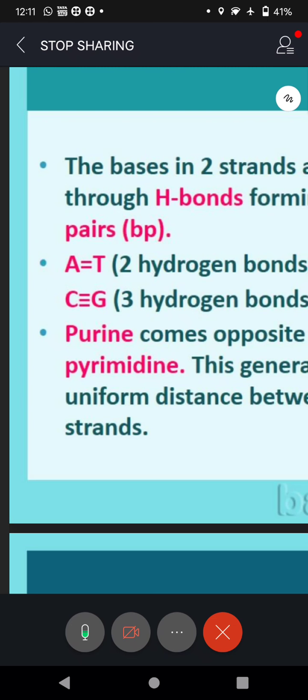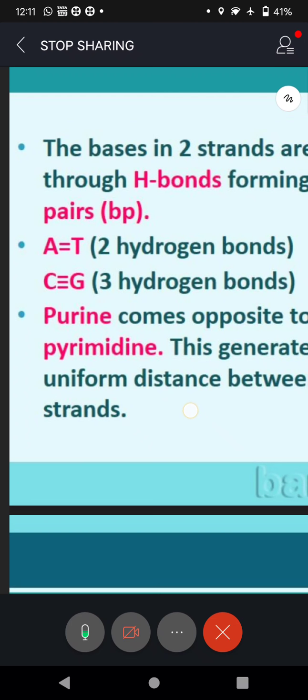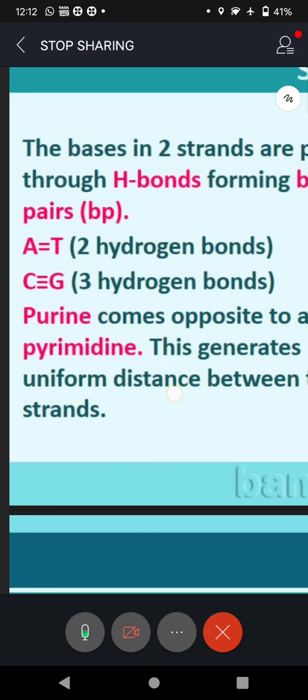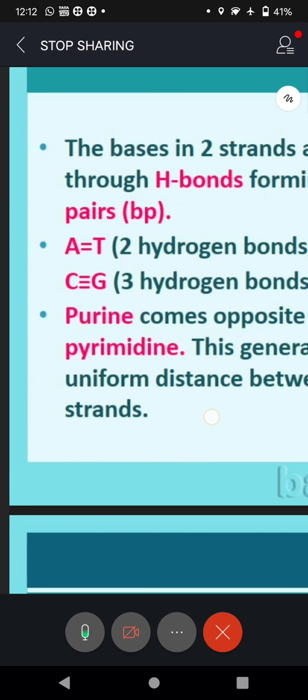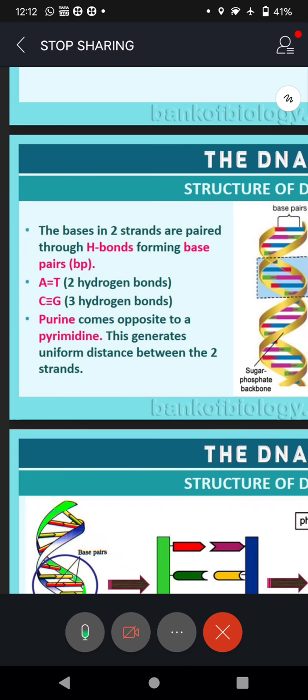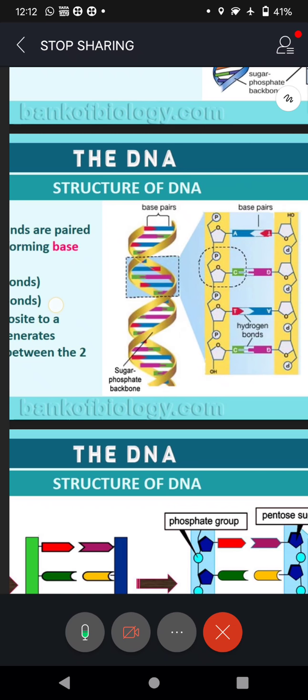Adenine combines with thymine with a double bond, whereas cytosine combines with guanine with a triple bond. So between A and T, 2 hydrogen bonds are there. Between C and G, 3 hydrogen bonds are there. So a purine comes opposite to a pyrimidine. This generates uniform distance between the 2 strands. Okay. Now look at this. We'll see the diagram.